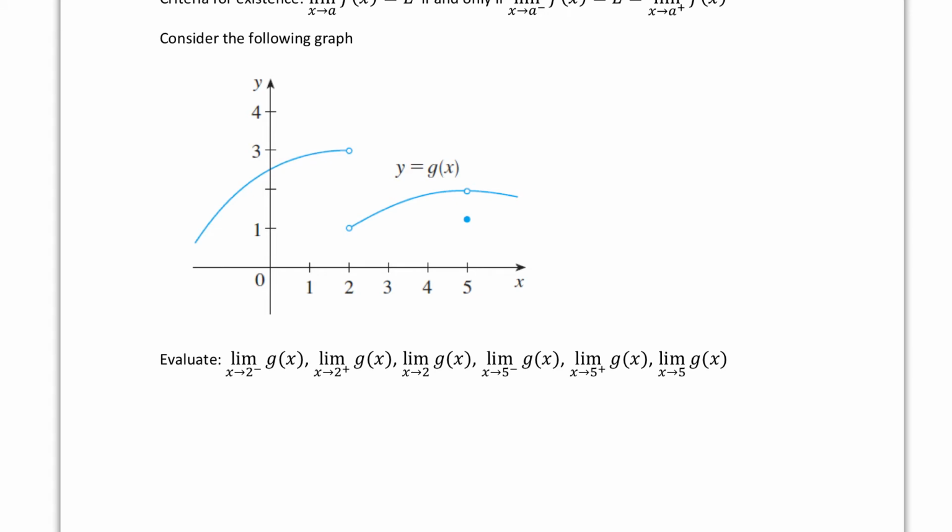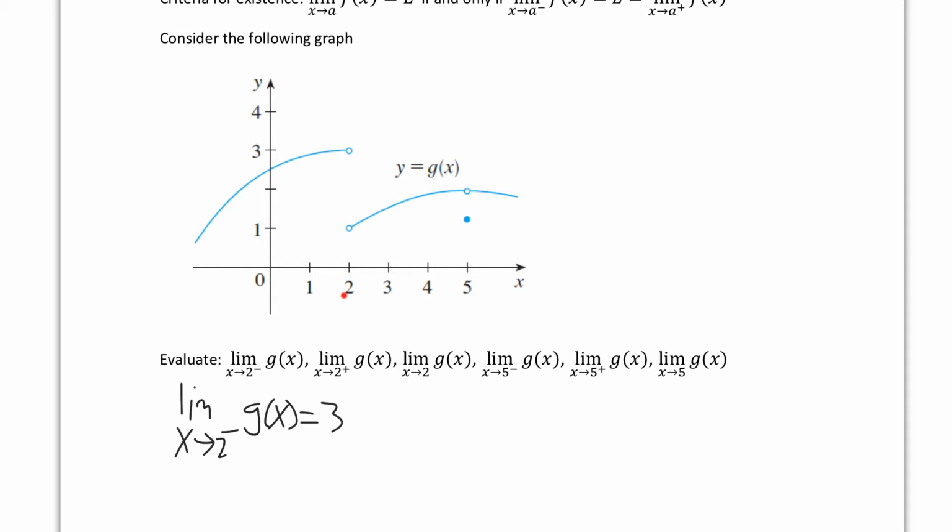Here we have a graph, and we're going to try to find the limit as x approaches 2 from the left, 2 from the right, and 2 overall, 5 from the left, 5 from the right, and 5 overall of our function g of x. All right, let's take a look as x approaches 2 from the left. So what that means is here's our value 2, and we're going to approach it from the left of 2. As we do that, what does it appear like the y values are approaching? Oh, it looks like they're approaching 3. So we could say the limit as x approaches 2 from the left of g of x equals 3.